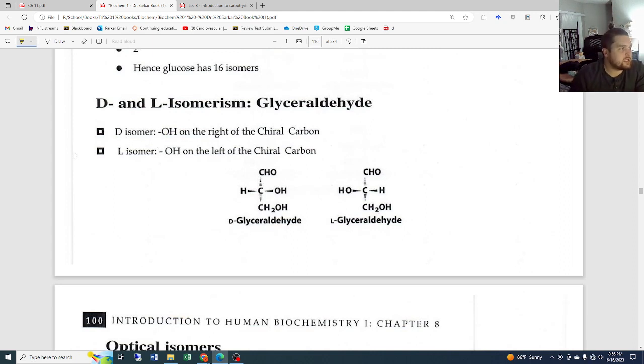Okay, D isomer versus L isomer of glyceraldehyde. So you have D isomers where the OH is on the right of the chiral carbon, and L isomers where the OH is on the left of the chiral carbon. See, just that flip right there. He doesn't focus a lot on this. It's kind of just one of those things that you throw in. Boards every now and then will throw questions like this in there, but not super common, so I wouldn't worry too much about a lot of this isomer type stuff.